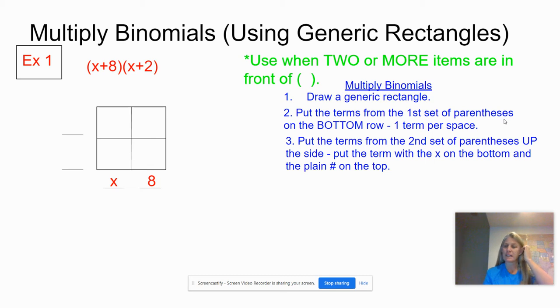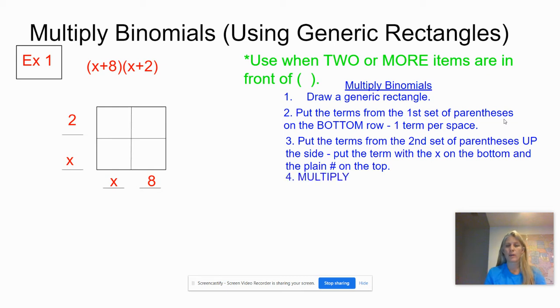Our third step is we're going to put the terms from the second set of parentheses up this side, and this is just for consistency. So we're actually going to start at the bottom, and we're going to put our x at the bottom left, and then we're going to go to the upper left, and that's where we're going to put your positive 2. So the x is going to be on the bottom, and your positive 2 is going to be up top. Now, you're going to be able to get the right answer if you put these numbers in a different order. However, this is the way I'm going to be solving them with you. So it's easier if we're looking at the same type of problem. So x goes in the bottom and the 2 goes up top. So we've set up our problem.